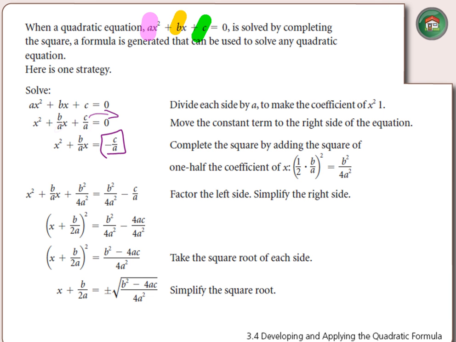Then we do the divide by 2 or multiply by 1/2 to the b over a. That's the middle term there. Add the somethings in to both sides. Factor the left side. We know what it's going to be. Right before you squared it was b over 2a. Square root both sides. And then we're going to simplify that square root.